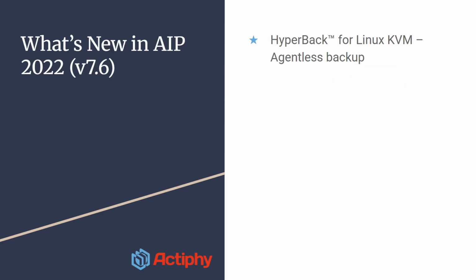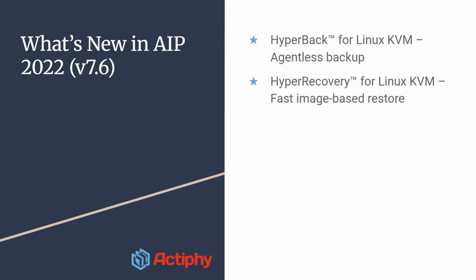With version 7.6, ActiveImage Protector introduces HyperBack for Linux KVM, enabling true agentless backup for Linux virtual machines. HyperBack captures a complete image-based backup directly from the KVM host, eliminating the need for software installation within each VM. That means less maintenance, no system intrusion, and zero downtime during backups. It's efficient, reliable, and purpose-built for environments where performance and simplicity matter.